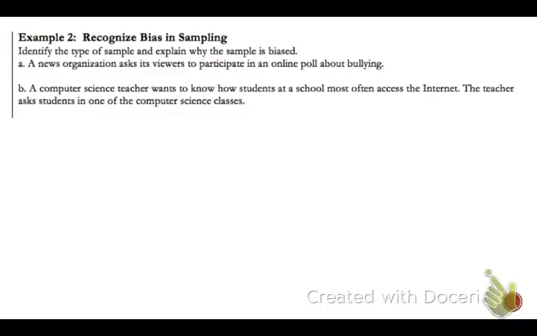See how you do recognizing bias in sampling in example 2. So let's identify the type of sample and then explain why the sample is biased. So you're going to know that it's biased. So we have a news organization, and it asks its viewers to participate in an online poll about bullying. So first of all, the viewers are asked to participate, so that means that they can choose whether they want to participate or not. So that would be a self-selected sample.